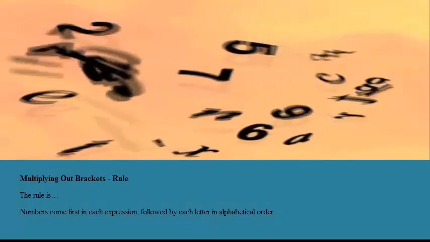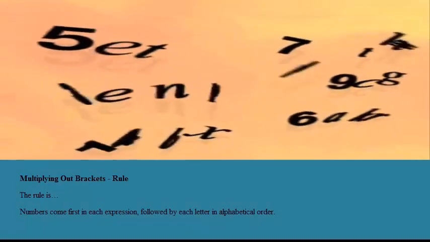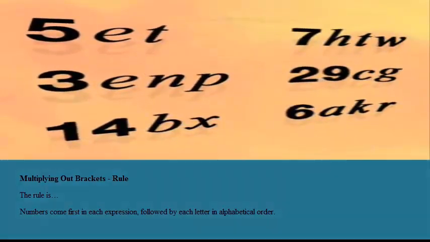The rule is: numbers come first in each expression, followed by each letter in alphabetical order.